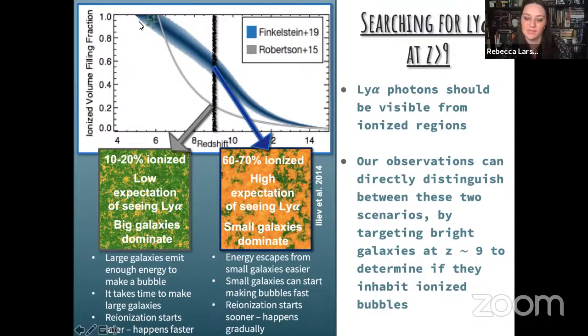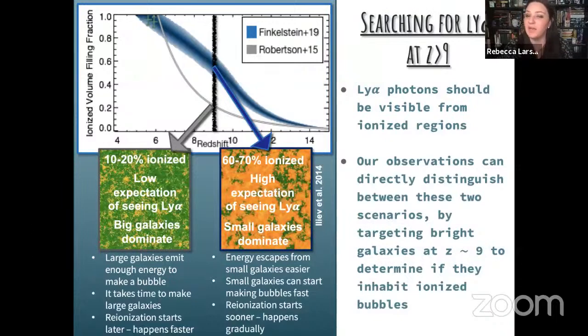Or you have smaller galaxies with higher escape fractions that start the reionization process a little bit sooner, and it doesn't have to be quite so dramatic, so it's a more gradual reionization of the universe. That's this blue curve here from Steve Finkelstein's work. What we wanted to do was target galaxies in the time frame where these two models are the most discrepant. At redshift 9, you either expect 10% of the universe ionized or 60 to 70% of the universe ionized.